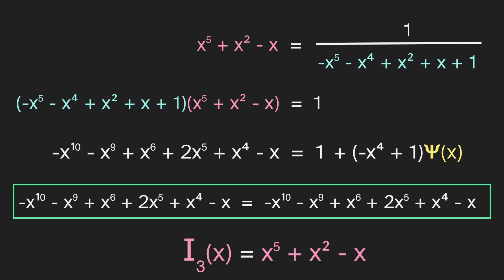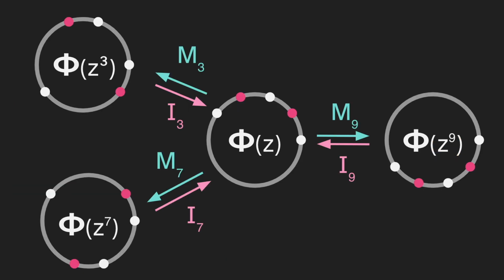And that tells us that, yes, x to the 5th plus x squared minus x does act as I. This is an inverse. And so we can find inverses for 7 and 9 as well, which gives us a way to go back and forth. We can go from the inner set to one of the outer sets and back. And not only that, we can go between any two sets.